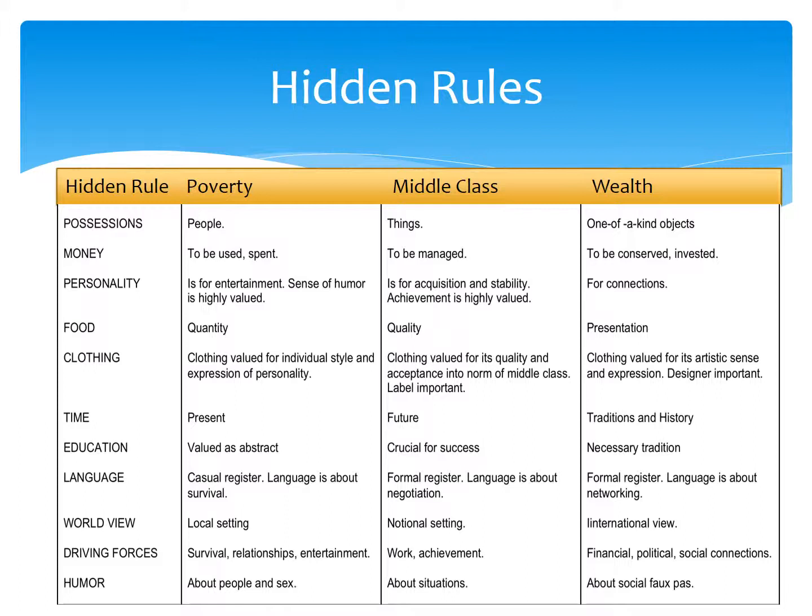Food. This is one of the most tangible ways we can look at the differences. In poverty, your mom may ask, "Did you have enough?" In middle class, your mom may ask, "Did you like it?" And in a wealthy class, she may ask, "Was it presented well?" You really see this played out when you go out to eat with your kids.